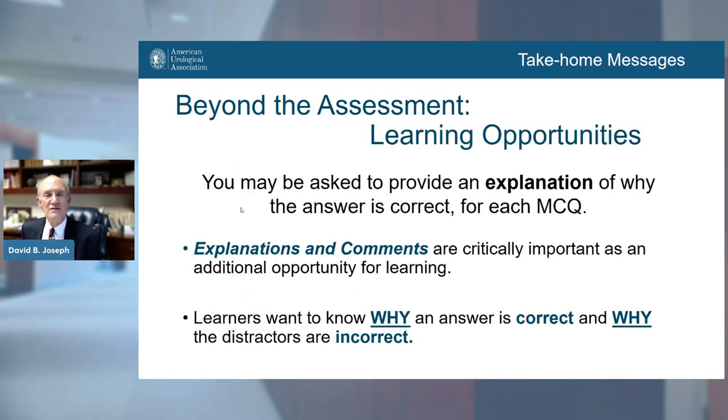Beyond writing questions, there are other learning opportunities, and the AUA may ask you at times to provide an explanation for your question, and this can become very helpful and actually can become the most important factor of that learning activity. Explanations and comments are critical for particularly lifelong learning, and very helpful to the learner. The learner wants to know why the question is correct. And if you've written the distractors appropriately, where they're logical misconceptions, they want to know why that distractor is incorrect. So that's very helpful.